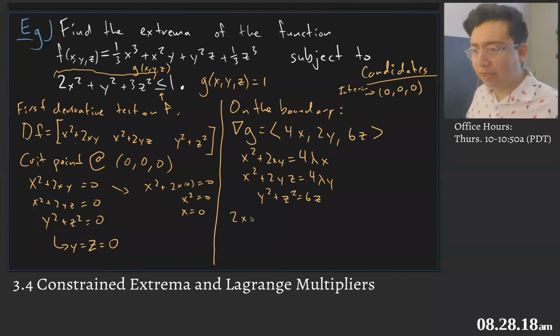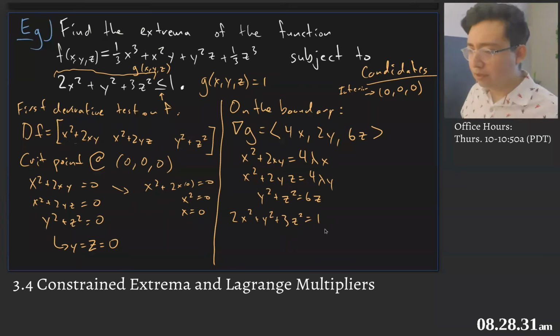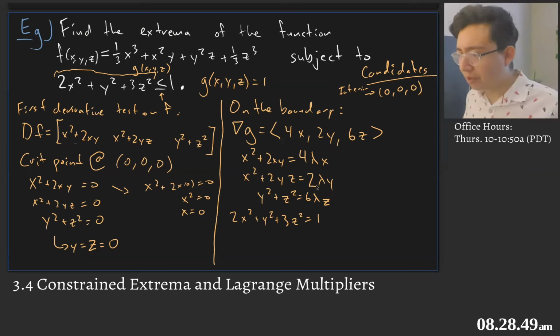But then we also have to include the constraint here, so 2x squared plus y squared plus 3z squared equals 1. Okay. I missed a lambda here, so there should be a lambda on these three. Now it's a matter of solving these, which I think is going to be easier said than done. Another typo there, it should be a 2.